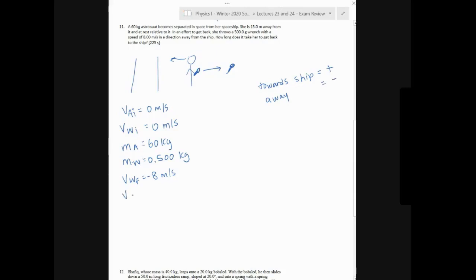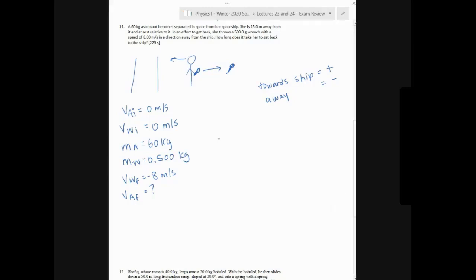Then we're looking for the velocity of the astronaut final. Once we know the velocity of the astronaut, and we know that the ship is 15 meters away from her, how are we going to find out how long it takes for her to get back to the ship? What's the assumption we need to make here? The velocity is constant. We have to assume that there's no acceleration. She's in space and she's not accelerating in any direction, so her velocity is constant. Once we find the velocity, we can sub it into a kinematic equation to find out how long it takes for her to get back to her ship.